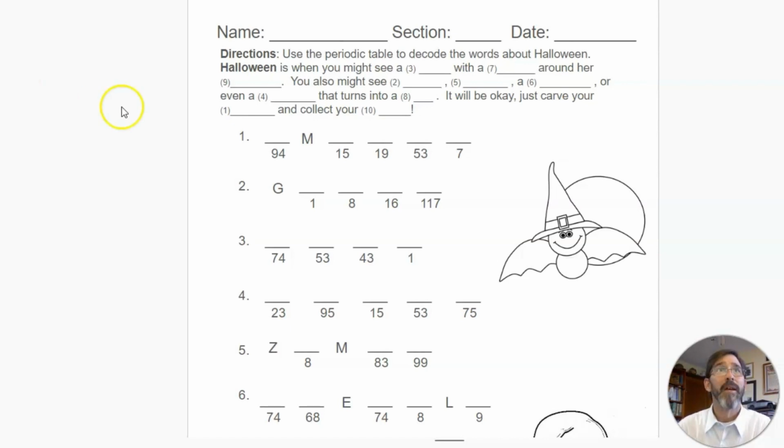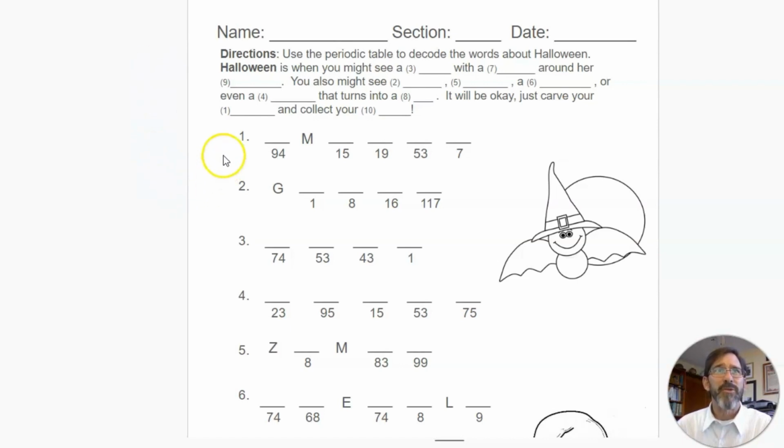Here we go. Notice please at the top of the page you do have a space for your name, your section, and today's date. Be sure to fill that in so your teacher can give you credit. The directions for this worksheet: use the periodic table to decode the words about Halloween. If you have an unmodified version, there are a number of words for you to complete at the top. If you have a modified version, those words are already there to give you some clues on what to look for.